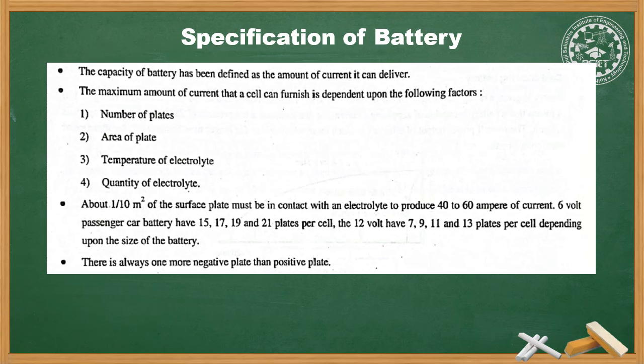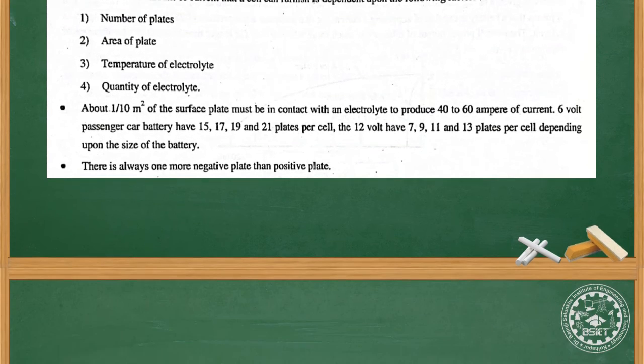About 1.10 square meter of plate surface area must be in contact with the electrolyte to produce 40 to 60 ampere of current. A 6-volt passenger car battery has 15, 17, 19 and 21 plates per cell. The 12-volt has 7, 9, 11 and 13 plates per cell depending upon the size of the battery. There is always one more negative plate than positive plate.